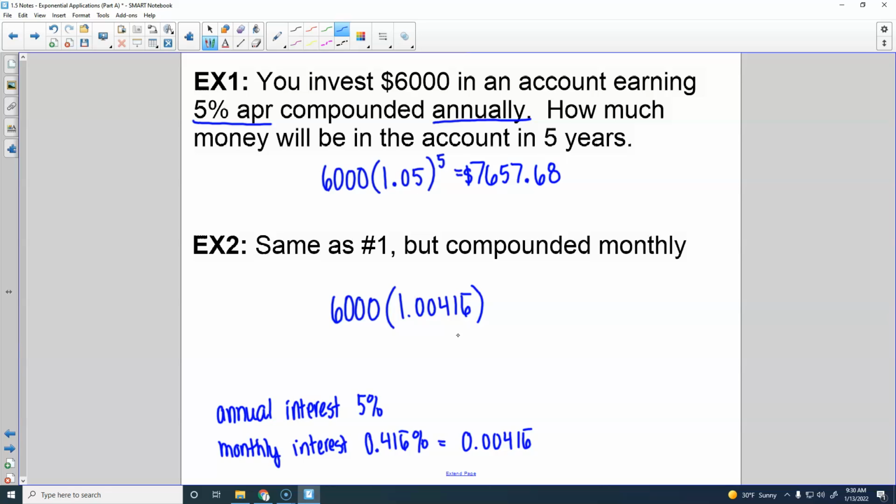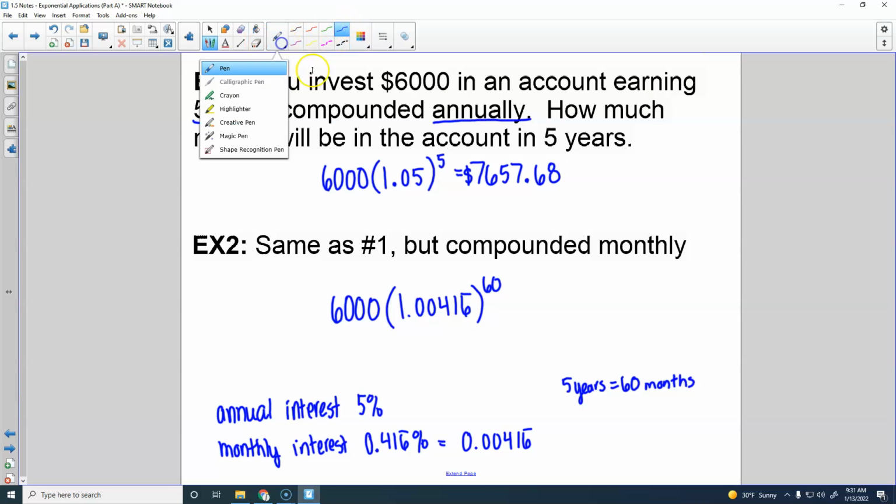And then I cannot raise this to 5 here because that would be 5 years, but this equation takes months, right? So if I put 5 there, it's going to be like I've only looked at 5 months. So what should I plug in instead of 5? I'm going to plug in 60 because 5 years equals 60 months. I just multiply by 12 there. So you have to adjust your rate and you have to adjust your time so that they're both in terms of months instead of years.